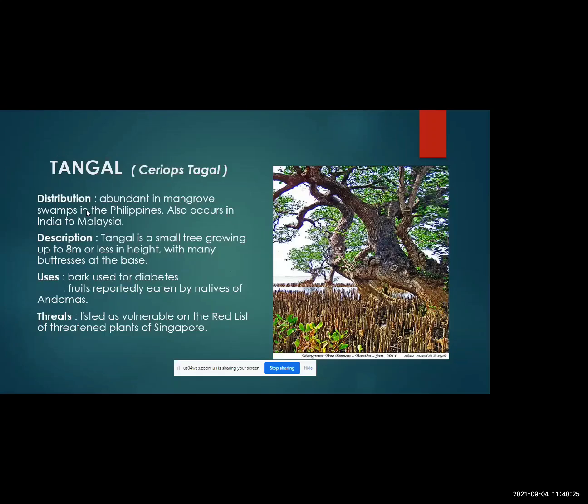Second, we have tangal or Ceriops tagal. Distribution. Abundant in mangrove swamps in the Philippines, also occurs in India to Malaysia.